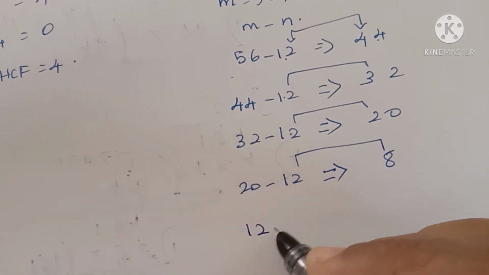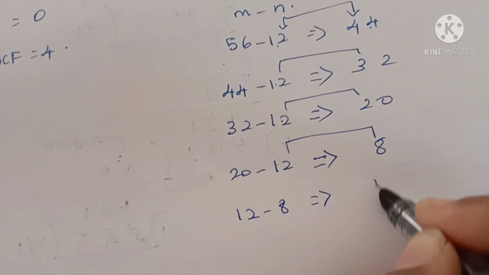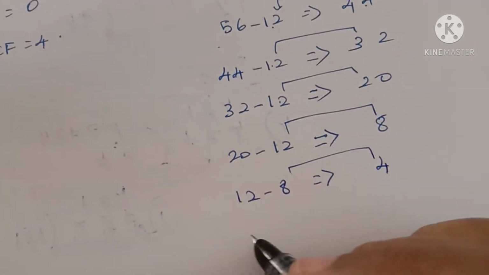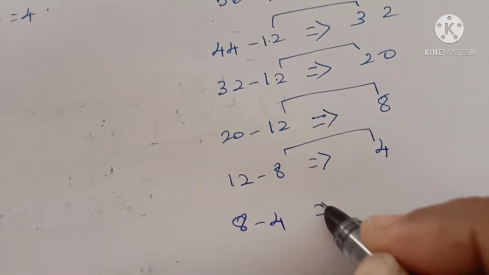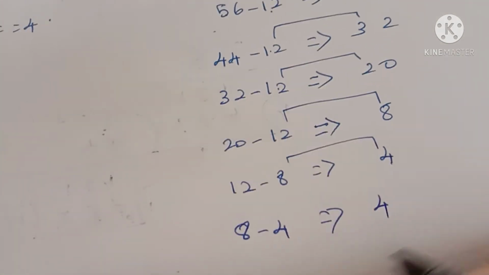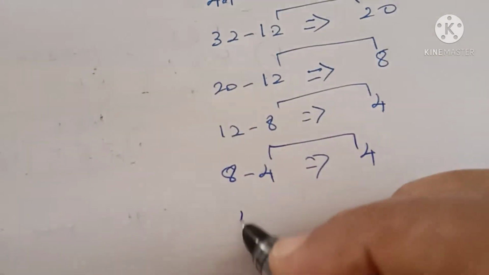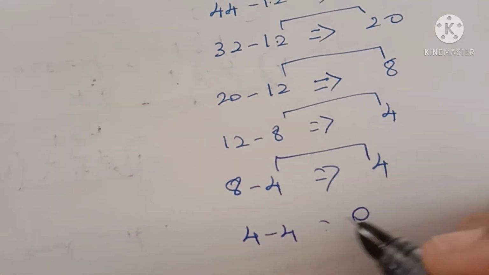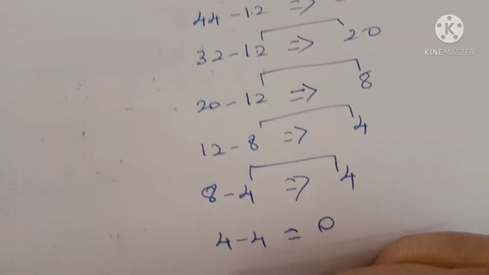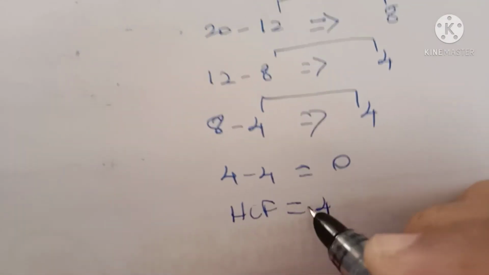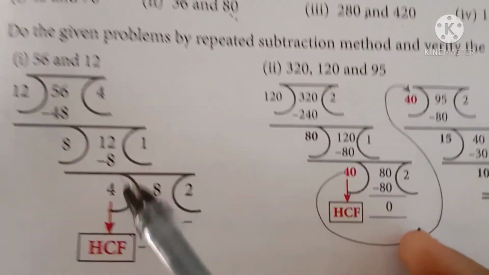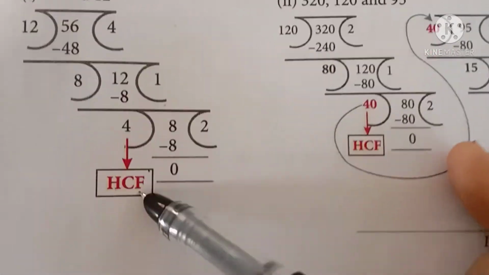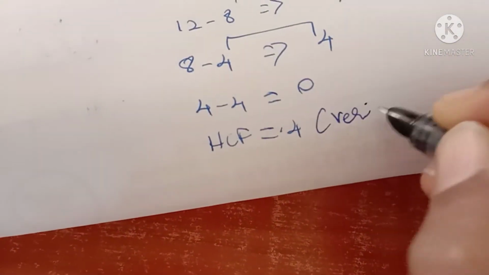Then 12 minus 8 is equal to 4. 8 minus 4 is equal to 4. 4 minus 4 is equal to 0. Therefore, HCF is equal to 4. For the division, they gave the HCF is equal to 4. So, verified.